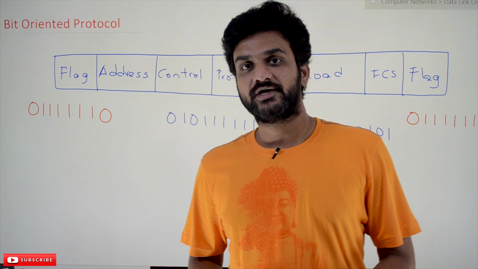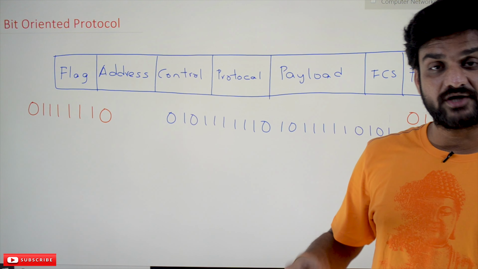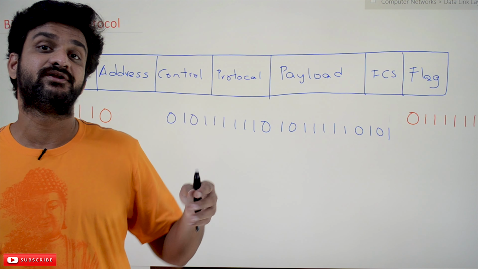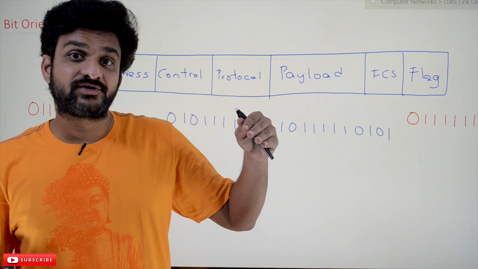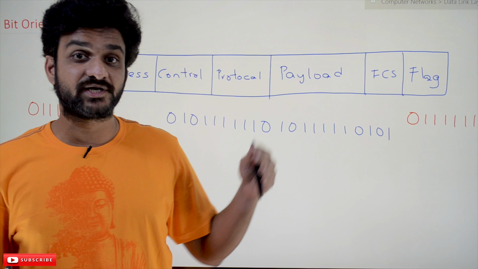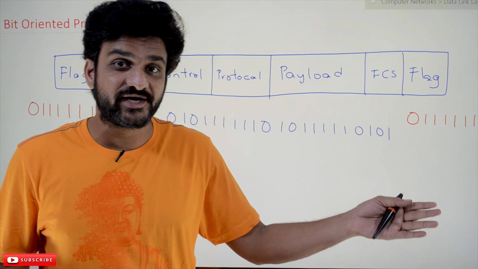I am Vikram. In this class, we'll try to understand bit-oriented protocol. The concept of this is the protocol that is used in variable size framing mechanism, and there are two types. One is byte-oriented or character-oriented protocol. The concept of byte or character-oriented has already been discussed in our previous video. If you haven't watched that video, please watch that video and come back here.